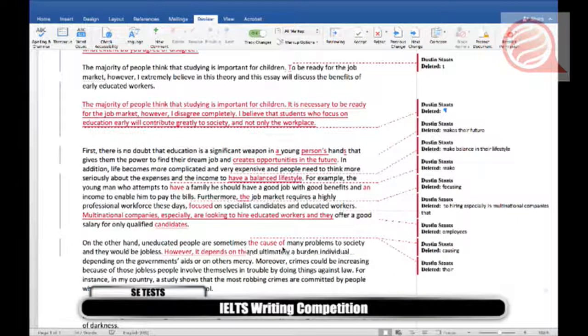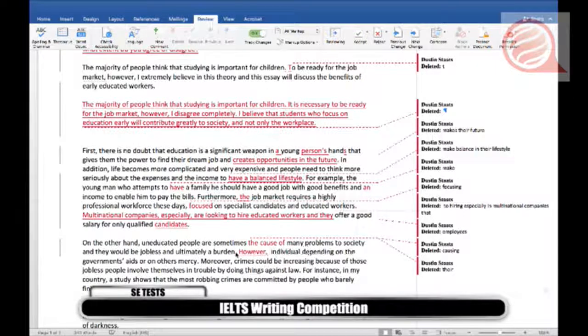Sorry, I need to go back. We need this part, and ultimately a burden is part of this idea too. And ultimately a burden. However, depending on the individual, this depends on the individual. I lost the idea here. Let's go back. Okay, so many problems in society and they would be jobless and ultimately a burden.